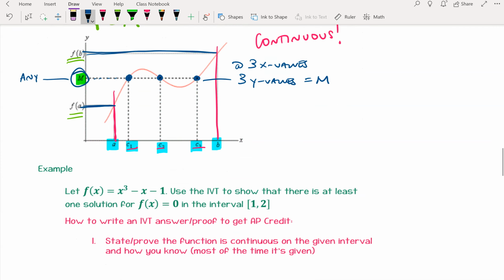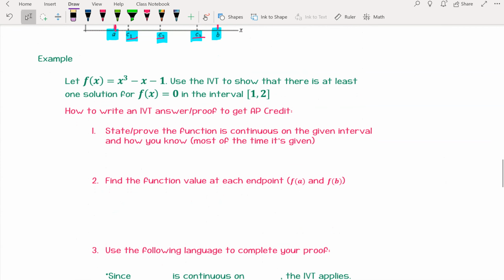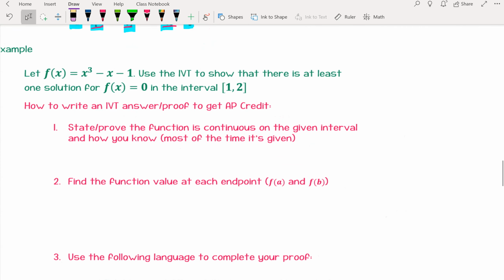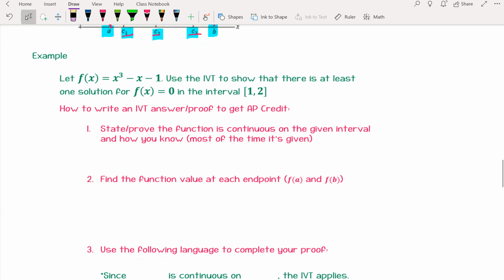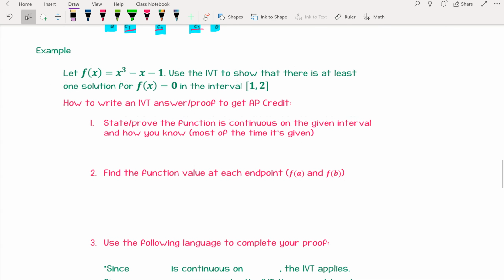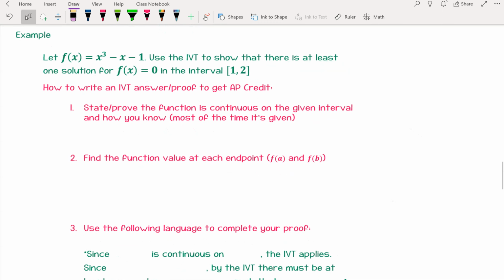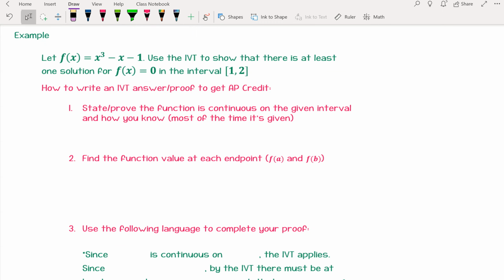Okay, so now let's go down and do an example. Write this green example down, and then you don't have to write all of the pink, but it would be helpful if you can get it all. Let f of x equal x cubed minus x minus 1. Use the IVT. From now on, we're going to be calling the intermediate value theorem IVT. It's nice and short. Show that there is at least one solution for f of x equals 0 in the interval 1, 2. Okay, how to write an IVT answer proof to get AP credit.